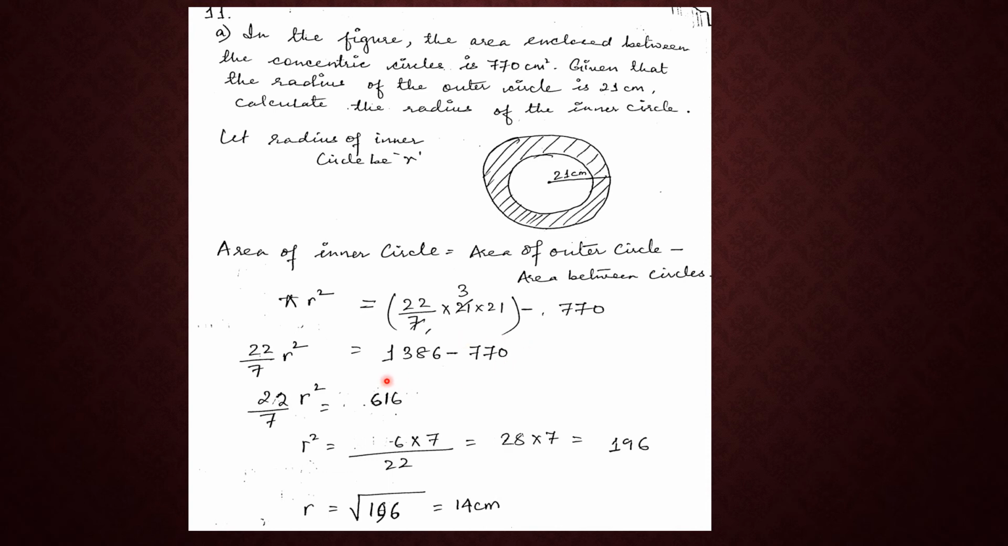So this comes to 1386 minus 770. Finding the area of the outer circle, and the area between the circles is already given to us in the question. So on solving this, r square we get as 196. So therefore the radius will be 14 centimeter. So this is how we can find the radius of the inner circle.